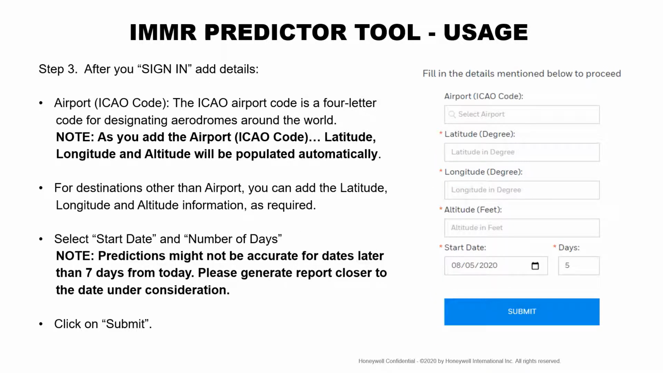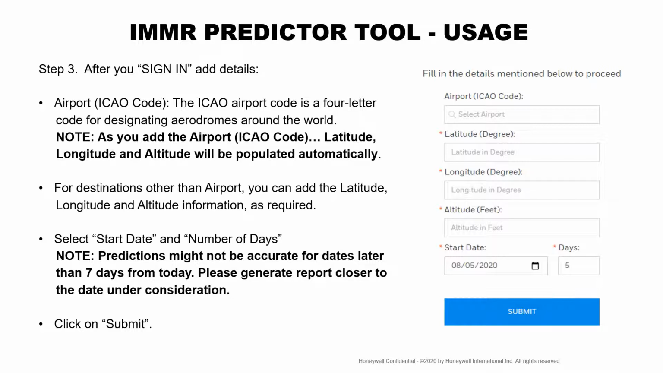After you sign in, add in the 4-letter airport ICAO code and you would see that the latitude, longitude, and altitude will automatically be populated if you're using this tool on Google Chrome. And for destinations other than airport, you can add in the latitude, longitude, and altitude information as required.